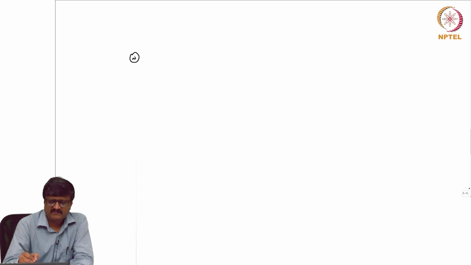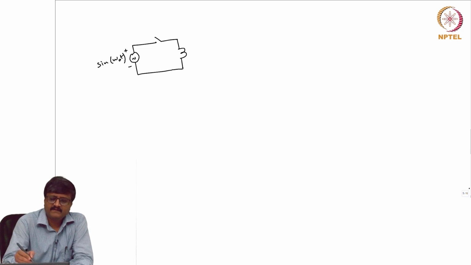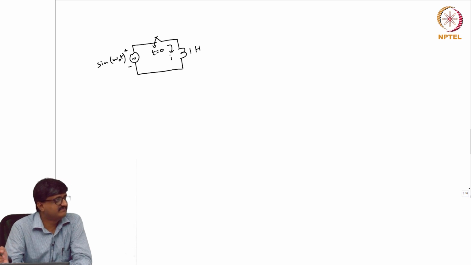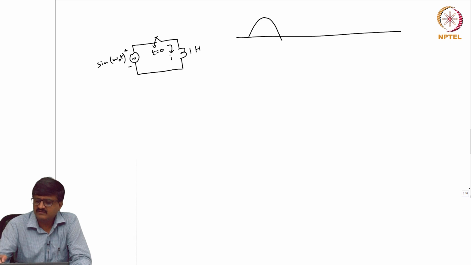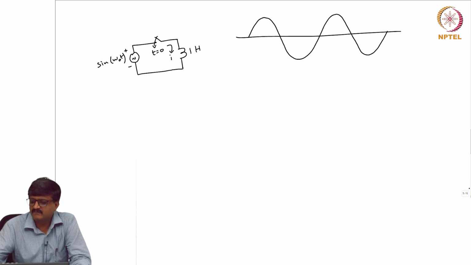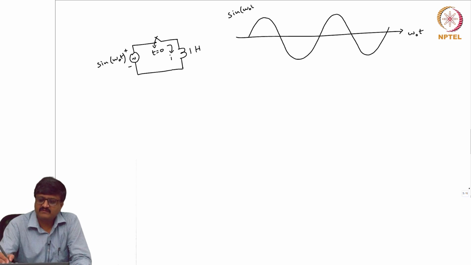I have this circuit, I have an inductor. Suppose the source is sin omega_0 t. Suppose the inductor is 1 Henry. The switch is closed at t equal to 0. Then the current flows after closing the switch. If I plot the sin omega_0 t, I know it is like this. This is sin omega_0 t, where this is 0.